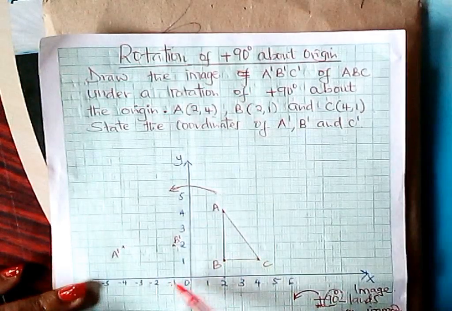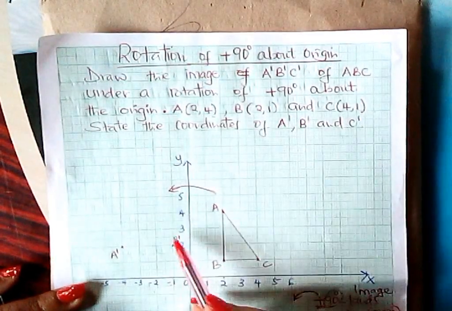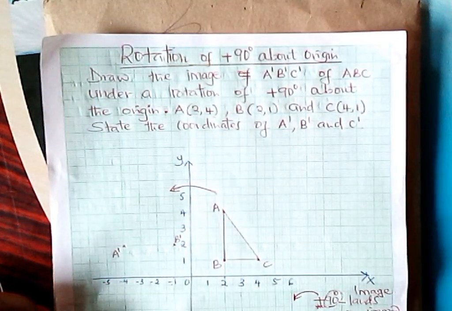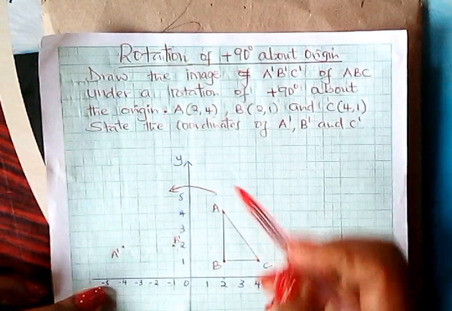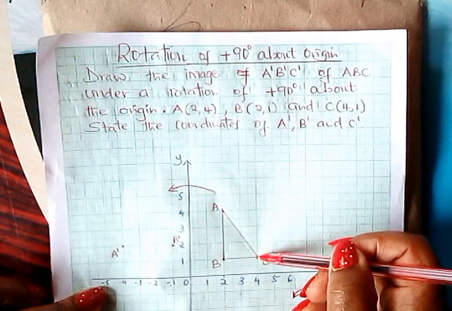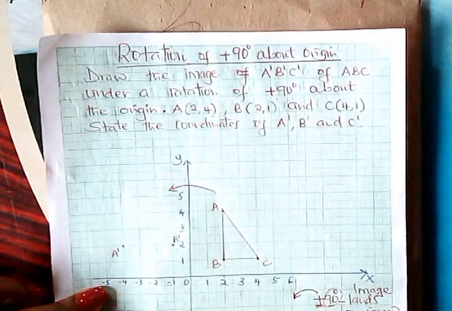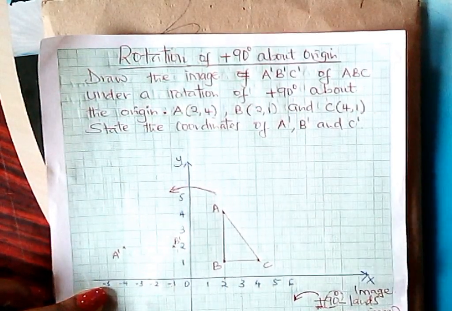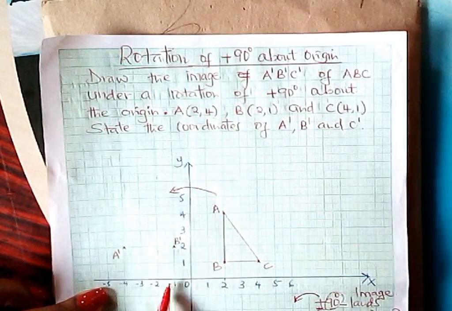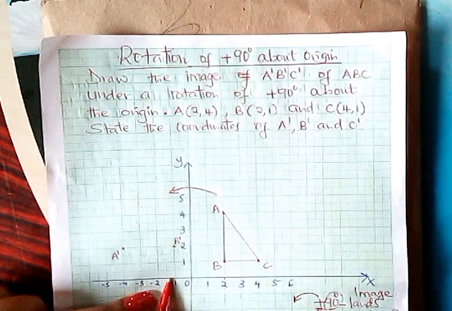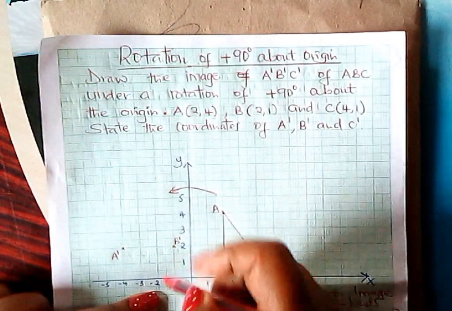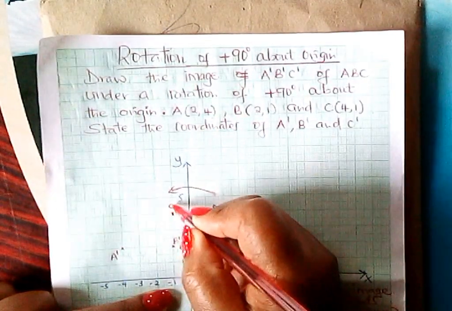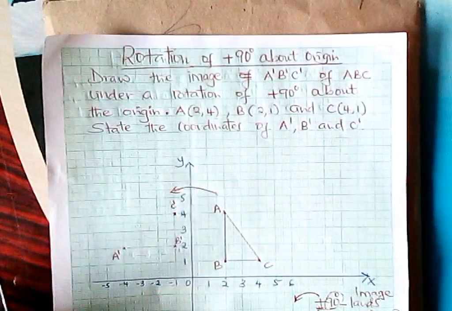2, 1. Then you interchange, negative 1, 2. So the 1 is negated because the x-axis is negative here. Then we go to C. 4, 1. And therefore, the image will land on negative 1, 4. You interchange and then you negate the 1 because it is negative here. So 4, 1, here it will land on negative 1, 4. I hope you have understood.